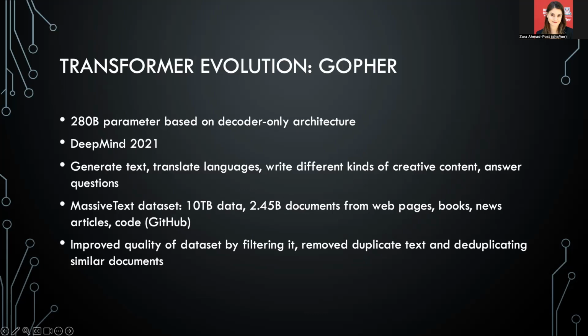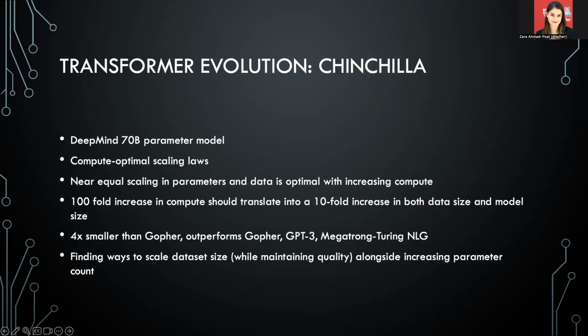GitHub. And the difference with Gopher versus some of the other large language models is that they actually filtered and pre-processed the text before they fed it in. So they actually evaluated for quality. It's not just every open source repo on GitHub. There's actually some exclusion criteria to be in Gopher.